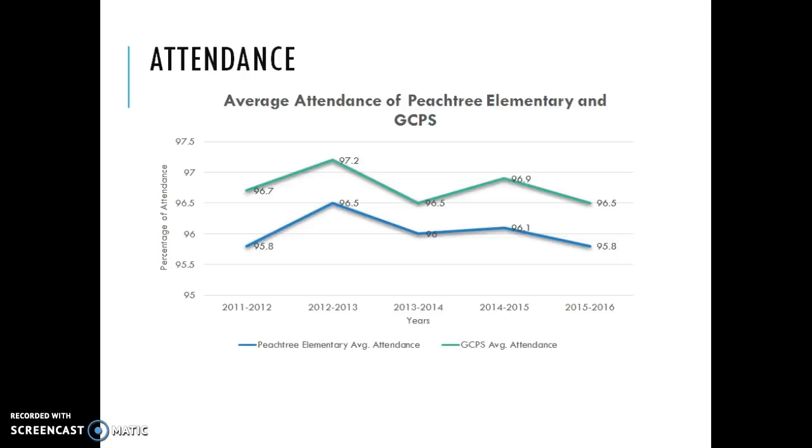Their attendance. This is the average attendance at Peachtree Elementary School versus GCPS, and we are at 95.8 this year, and GCPS is 96.5, so we're not doing too terribly badly, and we're on the right track.